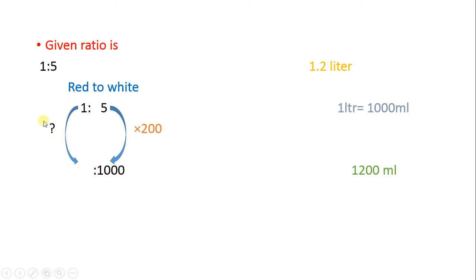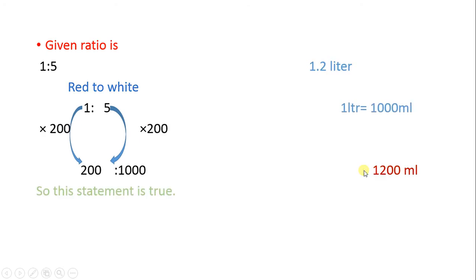And now the question is, which factor do I have to multiply with the 1 to get the value here, so that when I add this value, I get 1200 milliliters? Similarly, I will multiply the 200 with the 1, and I get 200 here, the red one. And according to the statement, there is 1 liter of white. So when I add 1000 with 200, it will be 1200 milliliters.